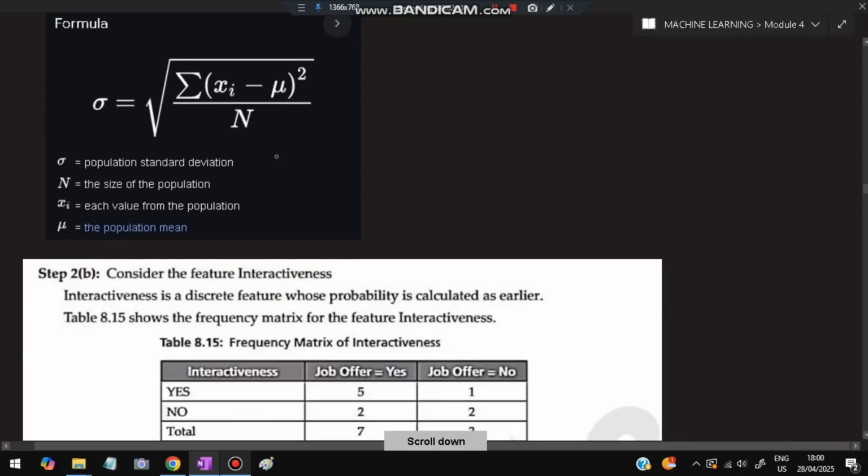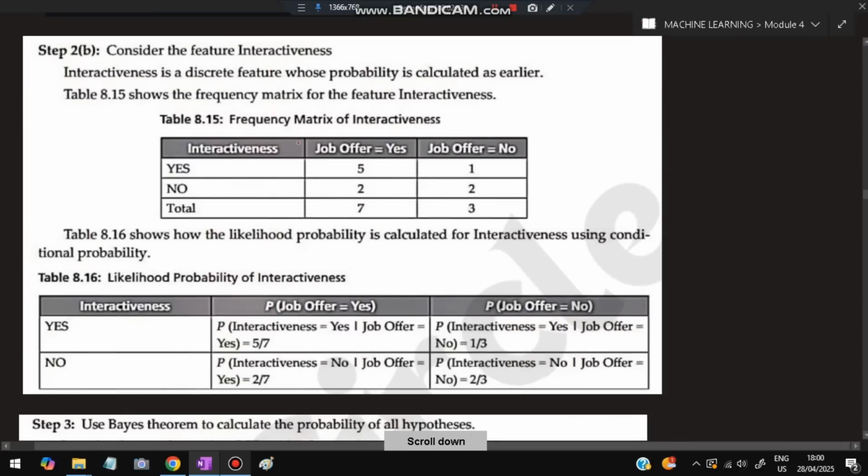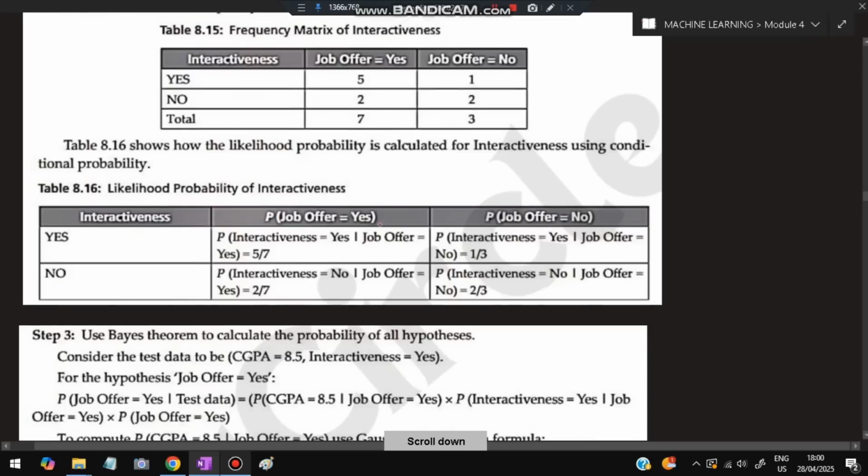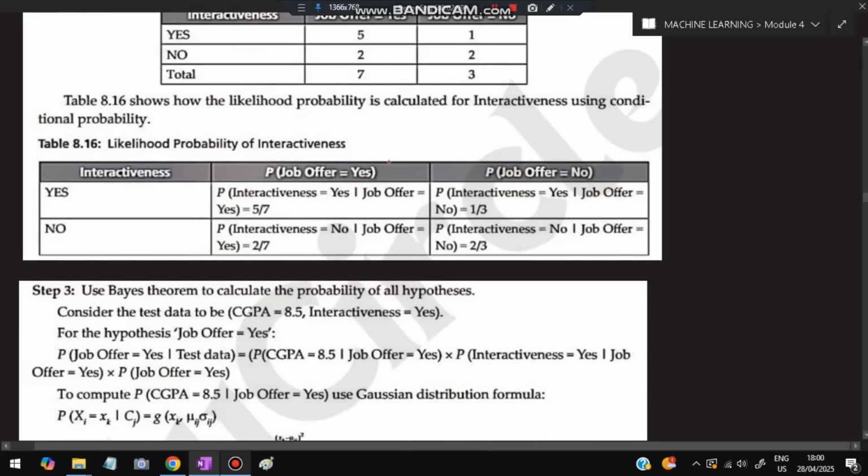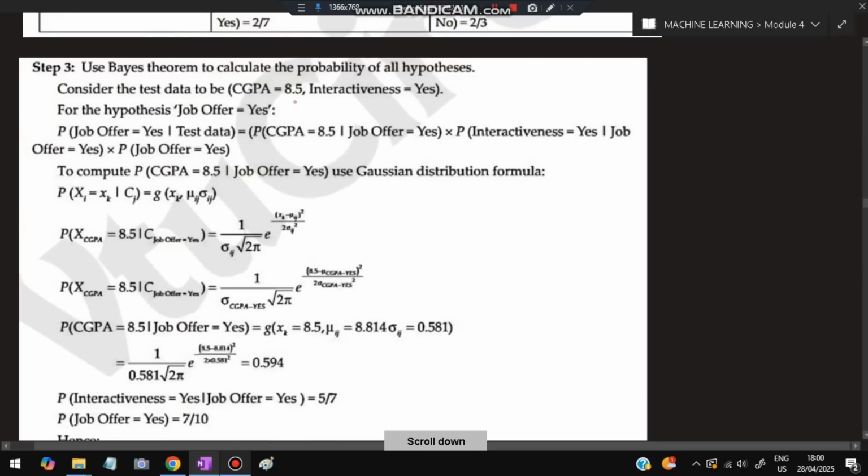Next, as in the previous one, we build the frequency matrix for interactiveness. We calculate how many yes and no there are, and find the likelihood probability also. Now, using the Bayes theorem, we have to calculate for the test data where the CGPA is 8.5 and interactiveness is yes. Will the person more probably get the job offer or not?